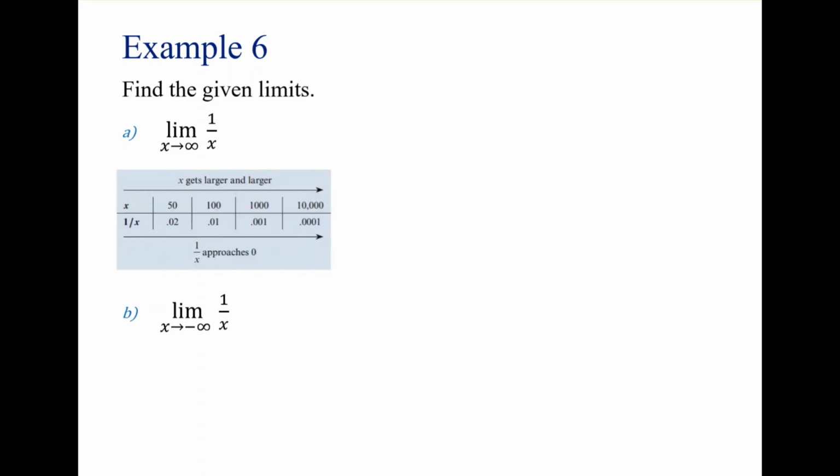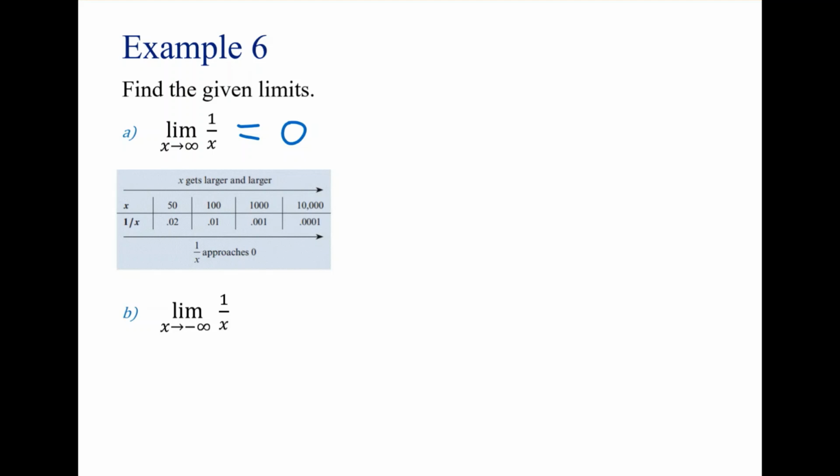So we're going to pick some large x values, so we can try 50, 100, 1,000, 10,000. And if we substitute them in for 1 over x, notice what's happening to those values. We have 0.02, 0.01, 0.001, 0.0001. So as the x values are growing, our 1 over x values are getting smaller. And they are actually approaching a value which is 0. So the limit as x approaches infinity of 1 over x is 0.